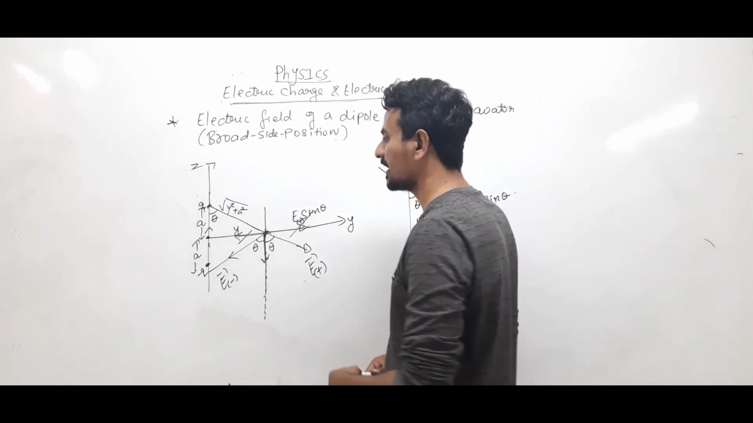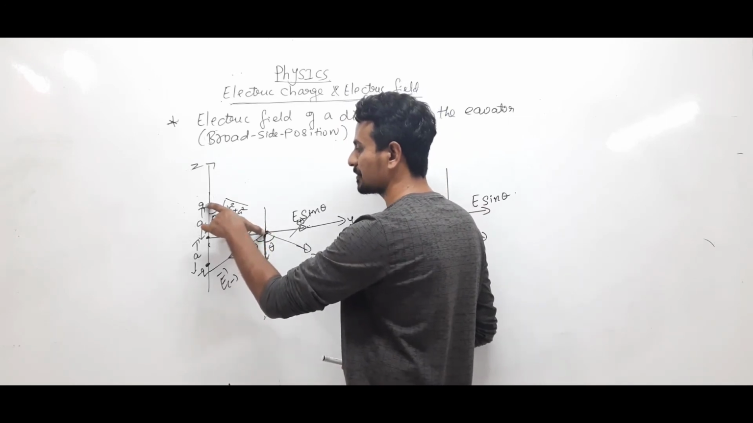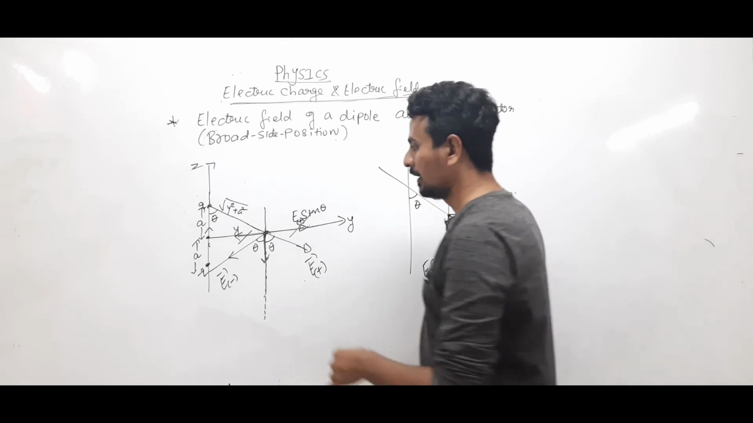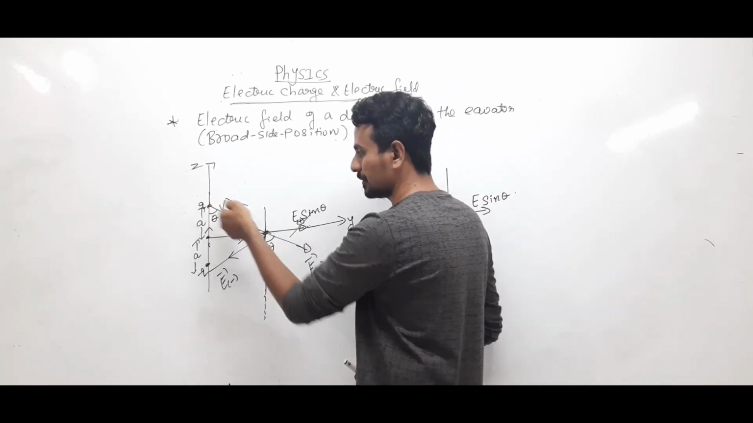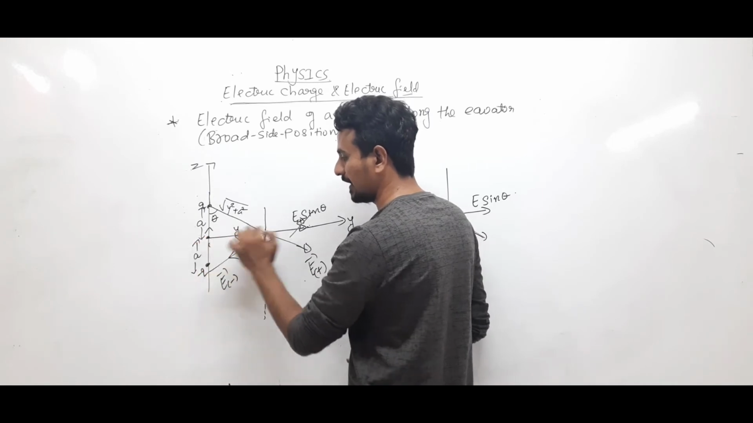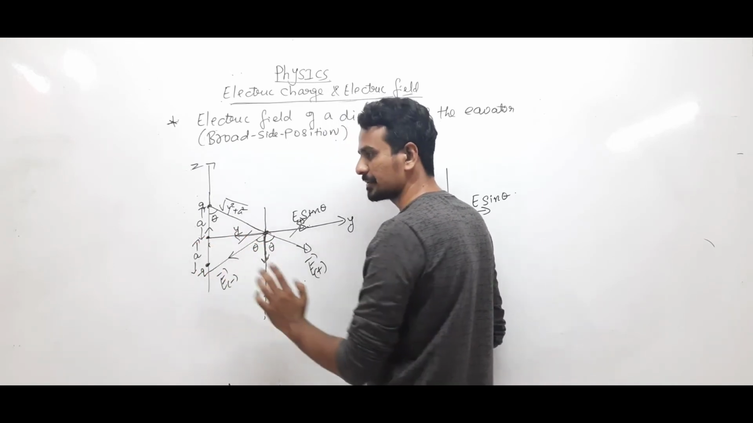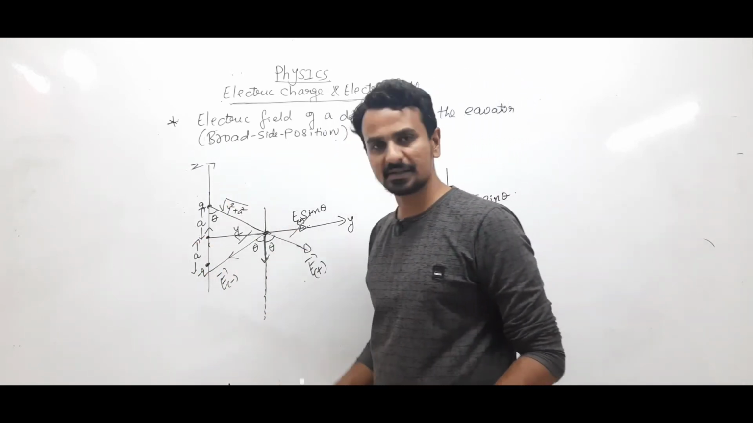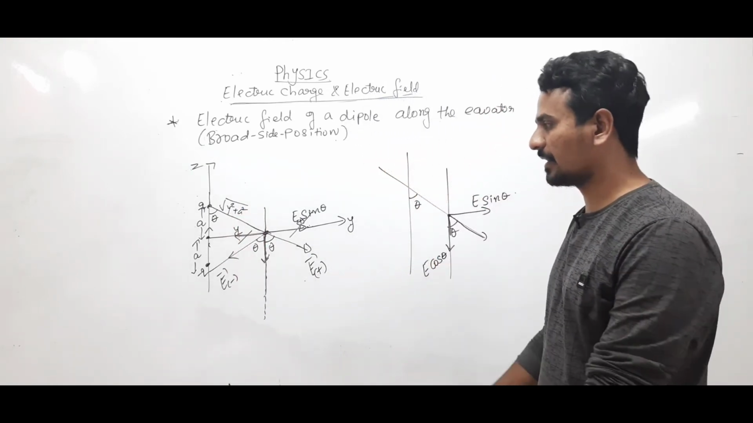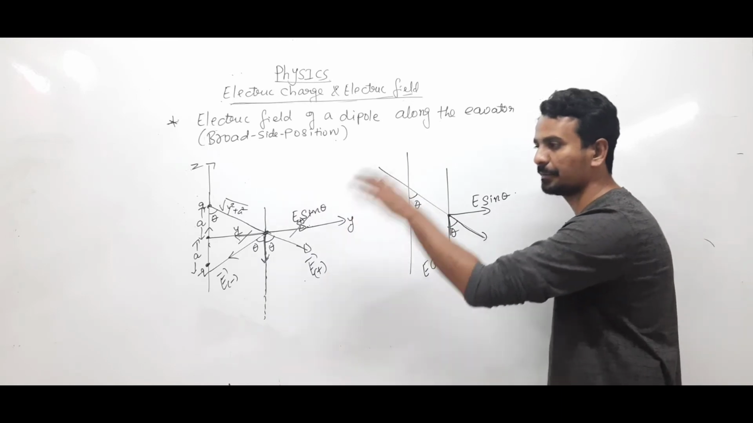See, both the charges are at a distance of under root of y square plus a square. See, this is a, this is y, so this will be under root of y square plus a square. In the same manner, this is a, this is y, so this will be under root of y square plus a square. Their magnitudes of charges are equal, distances are equal, so their sin component will be cancelled out. So only the cos component will be remaining.